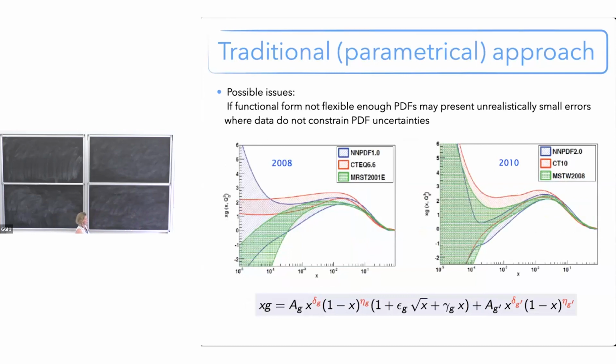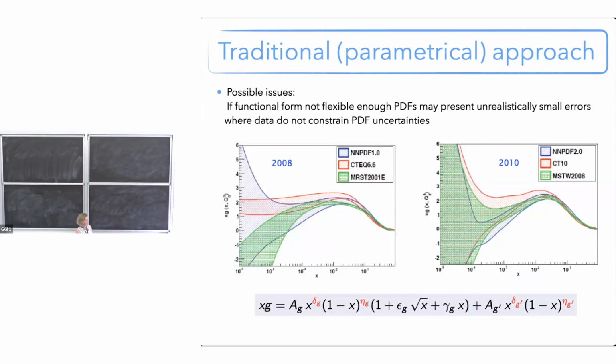In MSTW, so this is the parameterization that I showed you before, they added this term. So on top of this x to the delta g and so on, they added an extra term in the sum for the parameterization of the gluon. And this changed dramatically the behavior of the gluon at small x. As you can see here, the form without that extra term was not flexible. So it was really going down with a rather small uncertainty, even when there were no data.